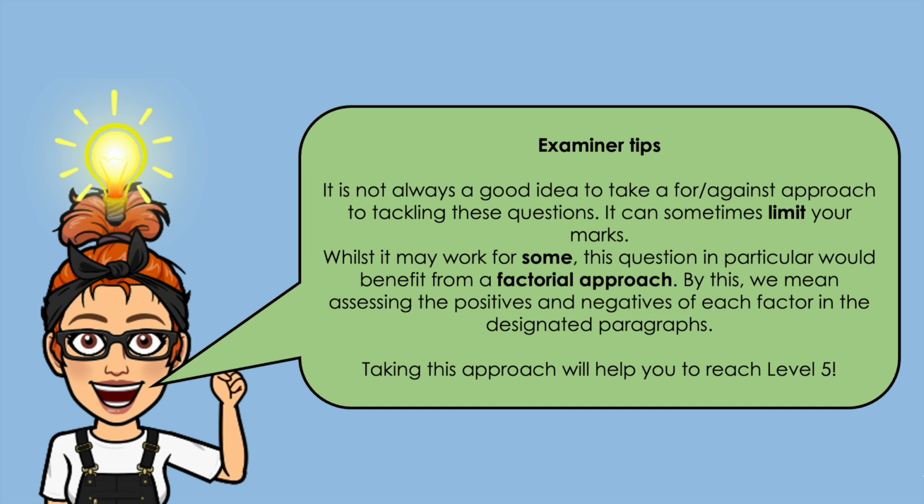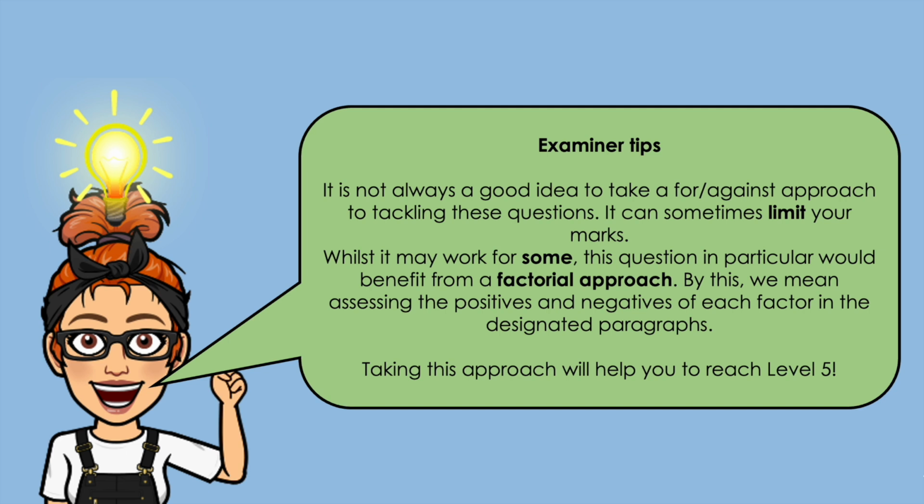Now, sometimes in A-level history, we can take an agree-disagree approach if the question's asking us how far do we agree with something. However, it's not always the best approach to take. And sometimes it's actually better to take a factorial approach to answering the question, because sometimes that for against approach can actually limit your marks. What we mean by a factorial approach is taking factors and considering the positives and negatives of each factor within the designated paragraph. And that's exactly what we've just done there.